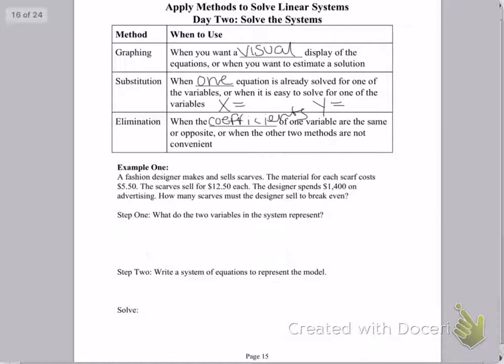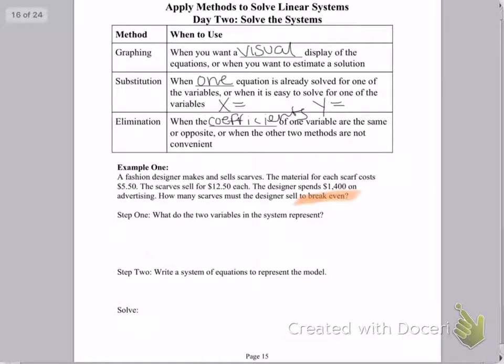The first one is a fashion designer sells scarves. The material for the scarf costs $5.50, but the scarves sell for $12.50. Before she even started, she decides to spend $1,400 on advertising. So our goal is to figure out when she's going to break even.